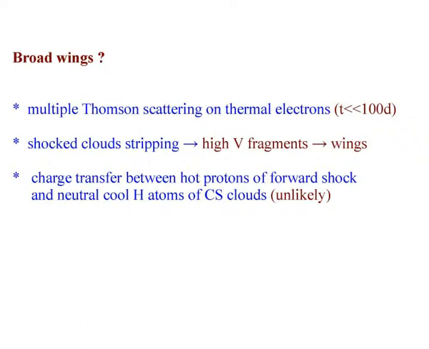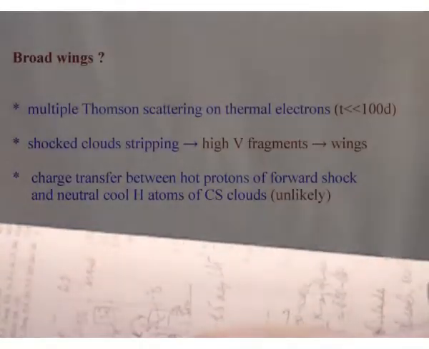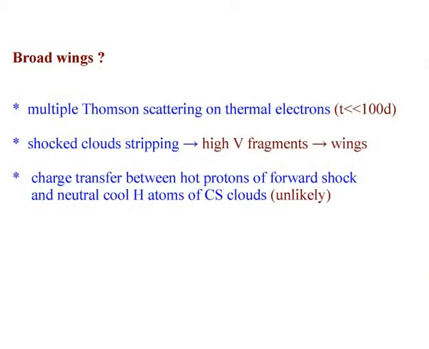And this could produce, if these tiny fragments emit the line, nice broad wings. And a third possibility is that there might be charge transfer between hot protons of the forward shock and cool material of circumstellar clouds which inflows into the forward shock.